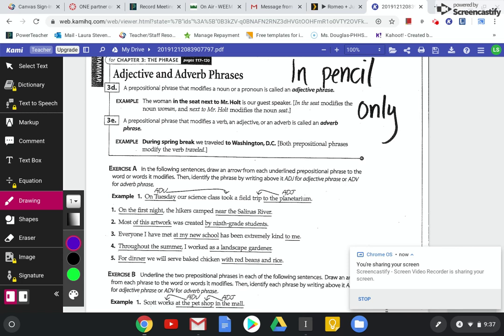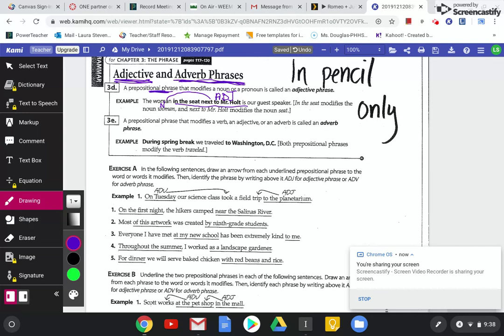First of all, adjective phrases describe nouns and pronouns. Adverb phrases describe verbs, adverbs, and adjectives, and they show time. So here's an example right here we already know, and they're going to be prepositional phrases. So, in the seat next to Mr. Holt. There's our prepositional phrases. Who's in the seat next to Mr. Holt? A woman. Woman is a noun. And so this one's an adjective phrase.